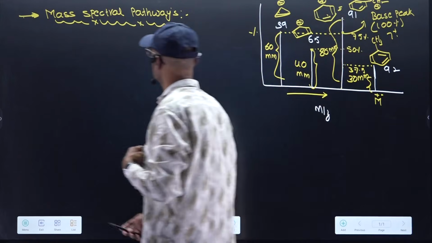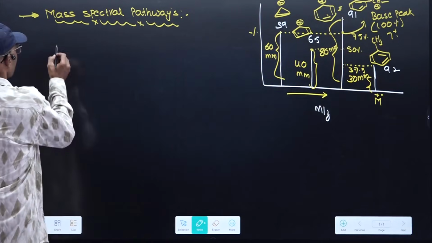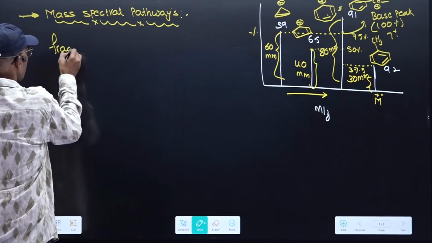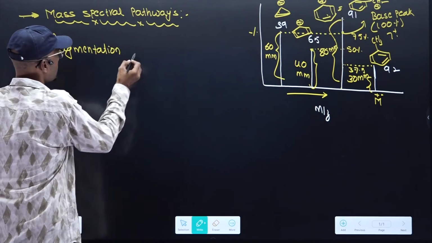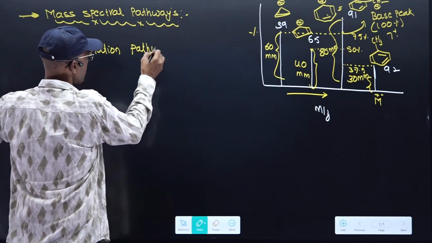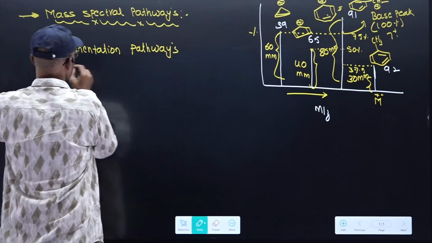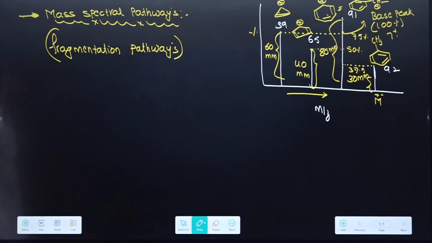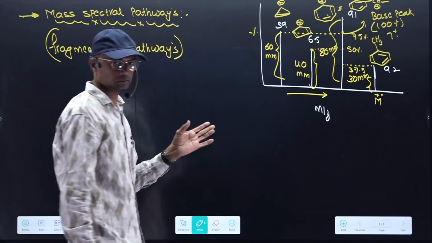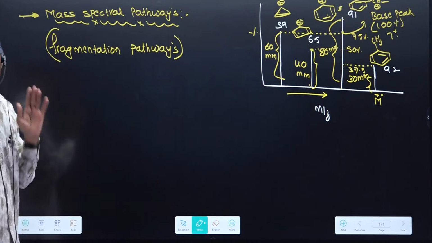Mass spectral pathways, fragmentation pathways. Both are the same. After types of ions, now the major area is going to come. Only two areas will be there: what are pathways, and what are rules? Then that is mass spectrometry, with clear information about how to identify the fragments.